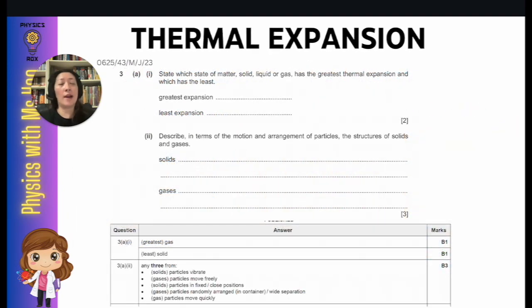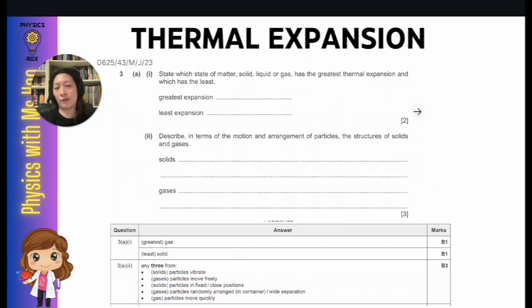So just to show you why you need to know about the states of matter, it has come up before in a past year question, as recent as in one of the summer papers in 2023. In this question, they ask students to identify which state of matter has the greatest thermal expansion and which has the least. And they also require students to describe in terms of motion and arrangement of particles the structures of solids and gases. And this is the marking scheme at the bottom.